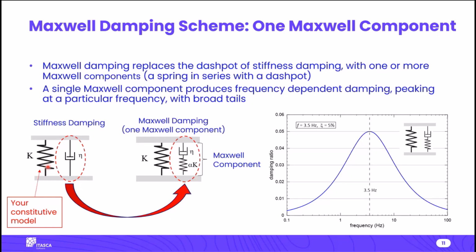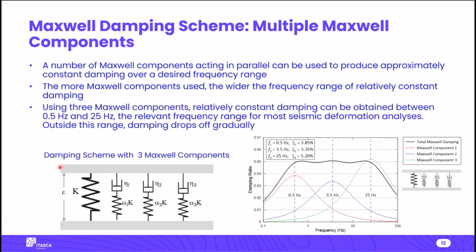So that's the response for one Maxwell component. And the full scheme is, if you put a number of these Maxwell components acting in parallel, they can be used to produce approximately constant damping over a desired frequency range. So the more Maxwell components used, the wider the frequency range of relatively constant damping is.